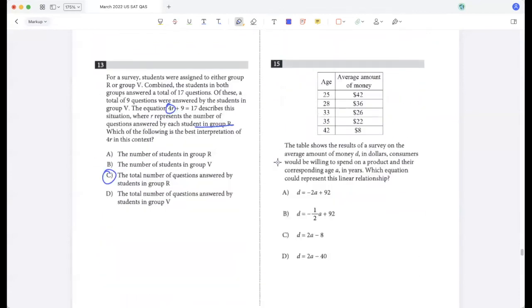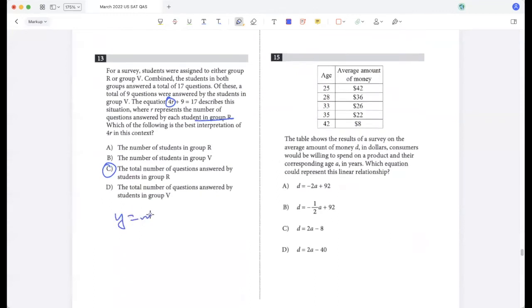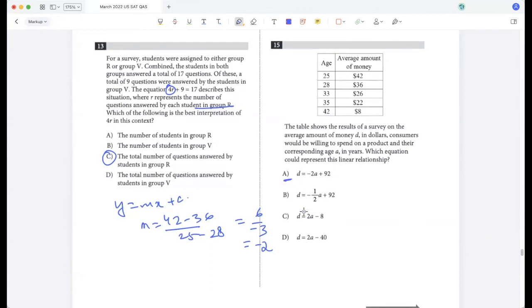The table shows the results of a survey on the average amount of money in dollars consumers would be willing to spend on a product and their corresponding age in years. Which equation represents this linear relationship? So we can use y is equal to mx plus c, where the slope will be 42 minus 36 by 25 minus 28. So 6 by -3, so -2.